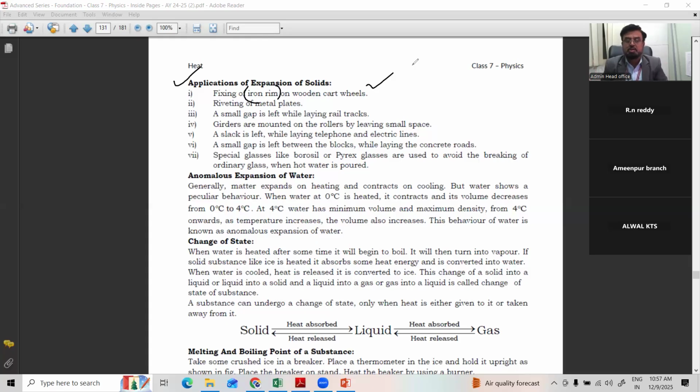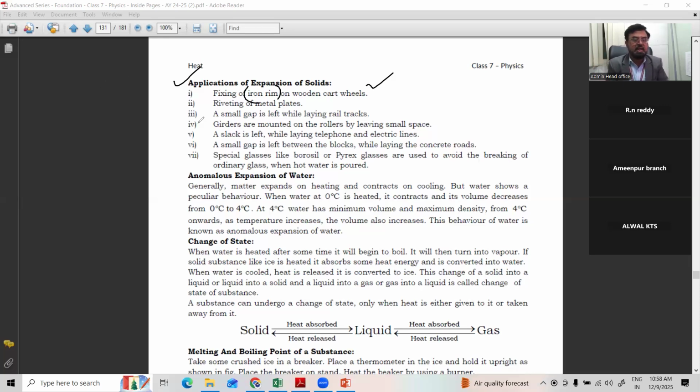So how do they do it? They prepare the iron wheel with the same size and insert it onto the wheel, and then they pour water. When it is very hot and they pour the water, it holds the wheel tightly, by expansion of solids only. So the iron frame is heated and inserted onto the wooden wheel, then they pour water so that the iron frame firmly holds the wooden wheel.